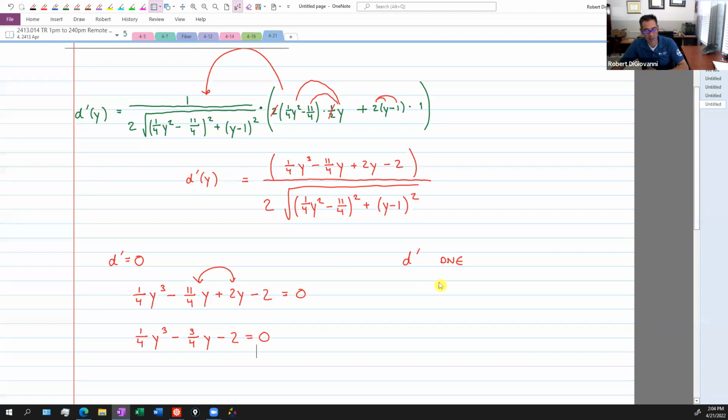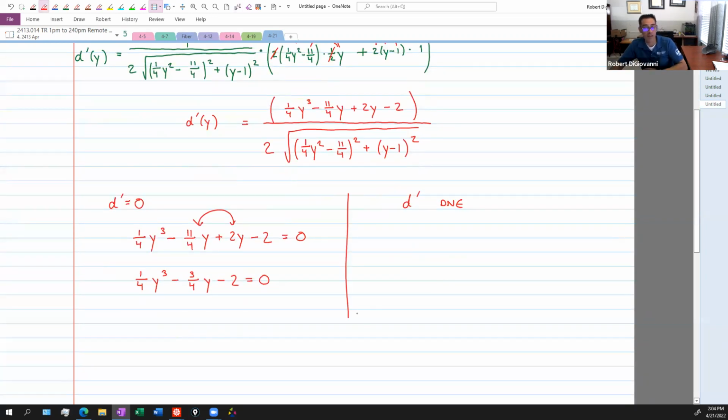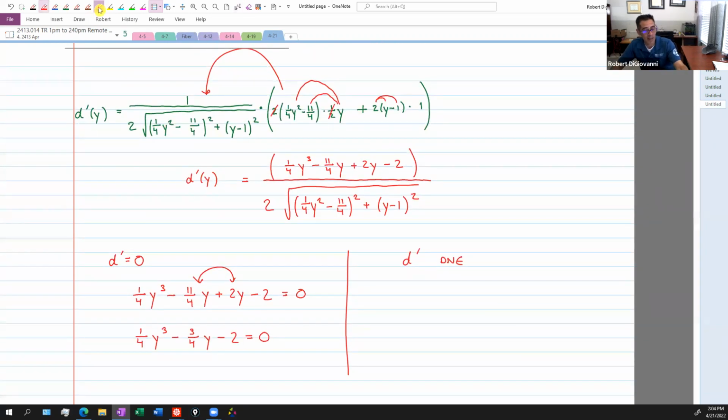But what about where it doesn't exist? Where it doesn't exist would be if this under here was ever negative or ever 0. Do y'all agree with that? This must be greater than 0, right? It can't be negative and it can't be 0. If it's 0, we'll have division by 0. And if it's negative, then we're trying to take the square root of a negative number. But this can never be negative and this can never be 0. You know why?